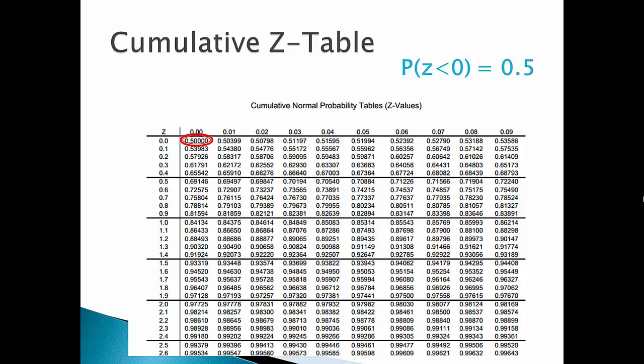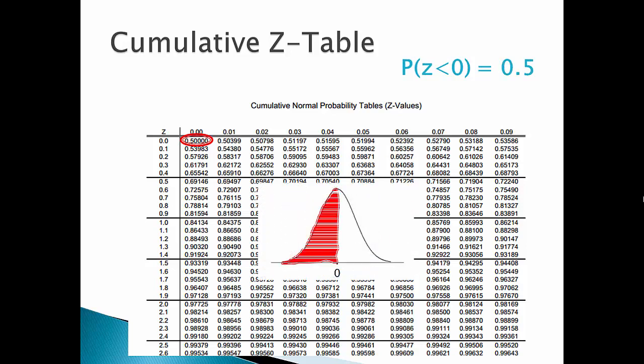Now, this makes sense, as the Z distribution is symmetrical around 0. So 50% of the curve is less than 0. That is why the cumulative probability is 0.5. Half of the curve lies below Z equals 0.